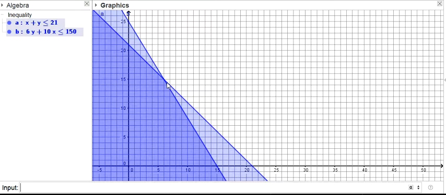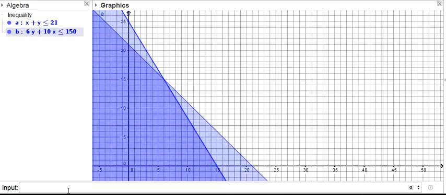Now you can see all of this stuff just got lopped off. This is no longer part of my solution, and it's just this stuff below this line and below this curve. So still in the first quadrant, but I do have some restrictions now because of this additional constraint.